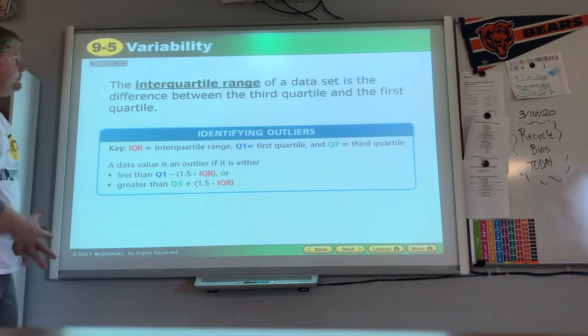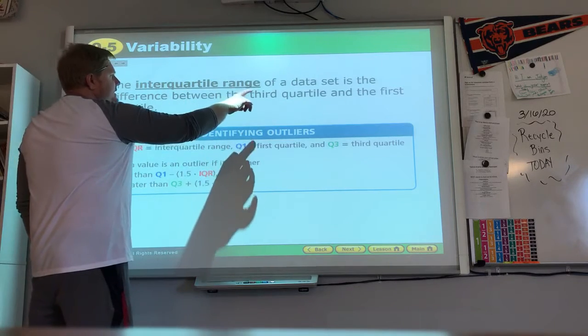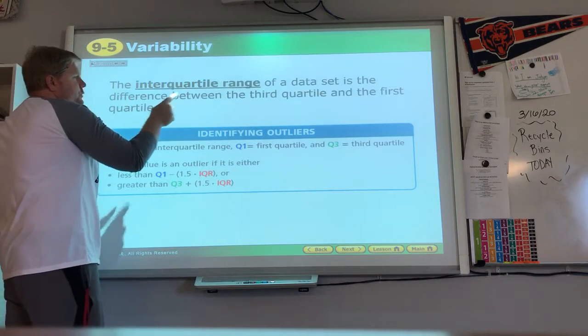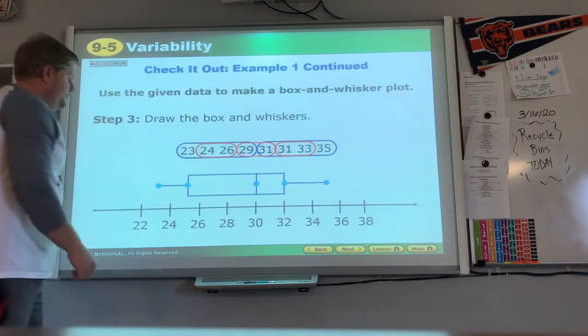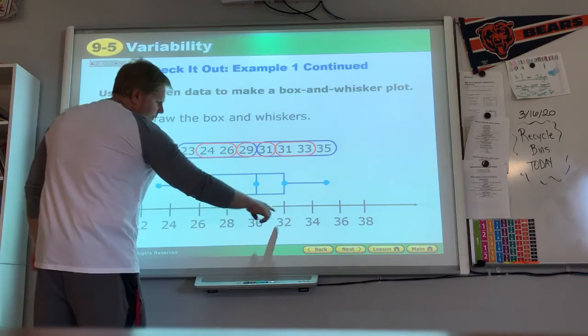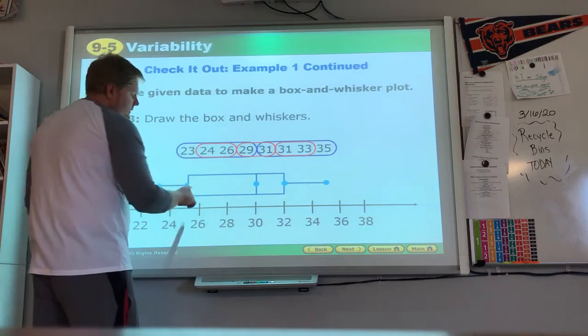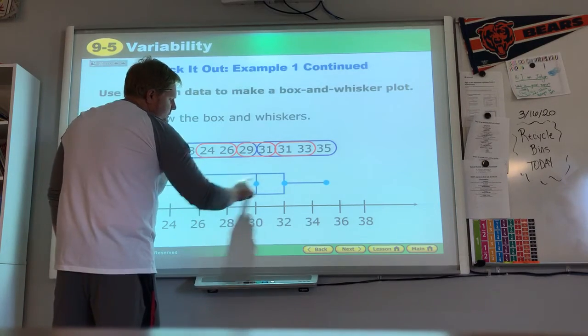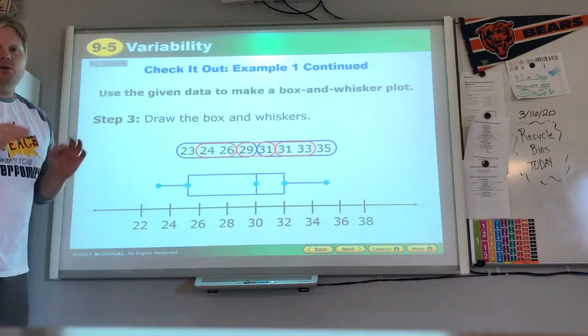All right, interquartile range. I mentioned it before. Now they tell you what it is. The interquartile range of a data set is the difference between the third quartile and the first quartile. So let's simplify this. First quartile, second quartile. Subtract them, 32, 26. The difference is 6. Oh, the difference between these. It's what that box covers. That's the interquartile range.